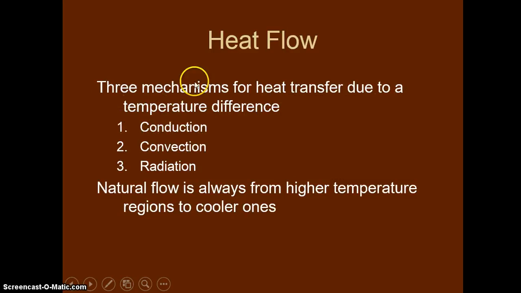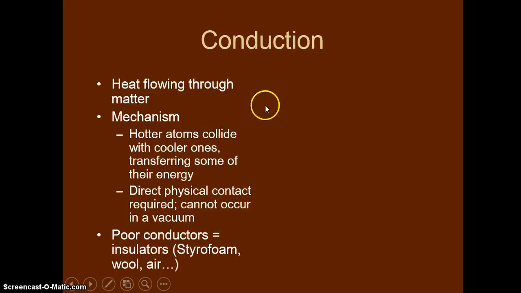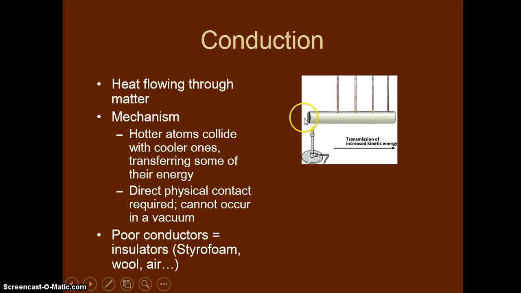There are three ways in which heat can flow: conduction, convection, and radiation. Remember, and we've already mentioned this, that heat always goes from higher temperature to cooler temperature. So conduction is usually through solid material. You heat up one end of a piece of metal, and that heat will flow from molecule to molecule. So that's what's called conduction, usually in a solid.